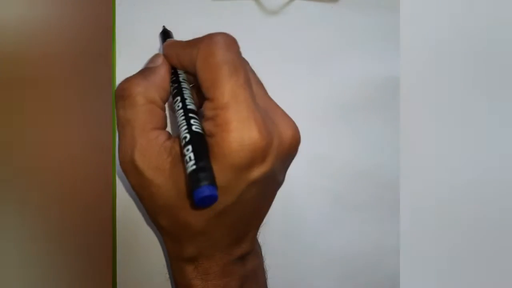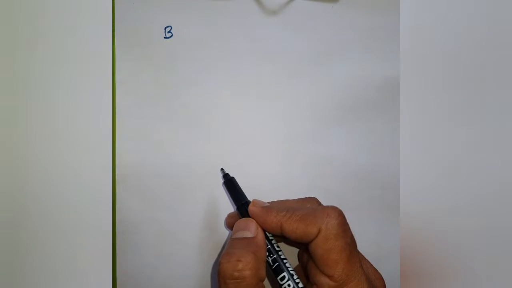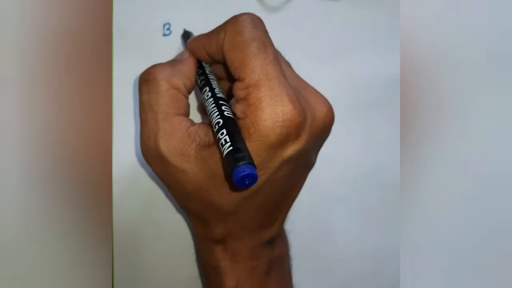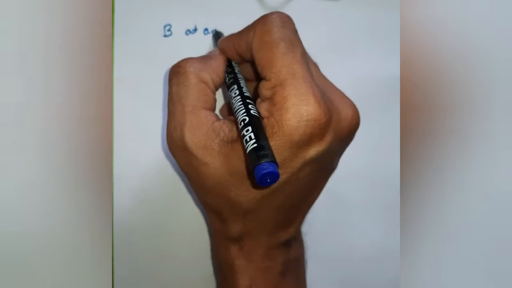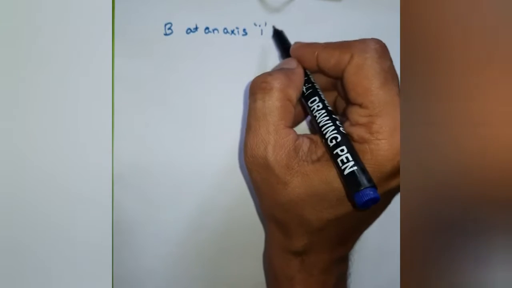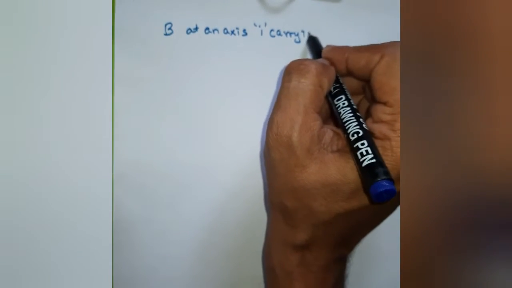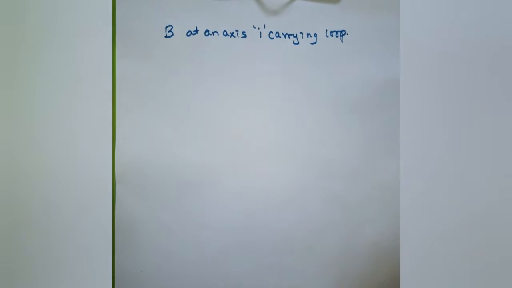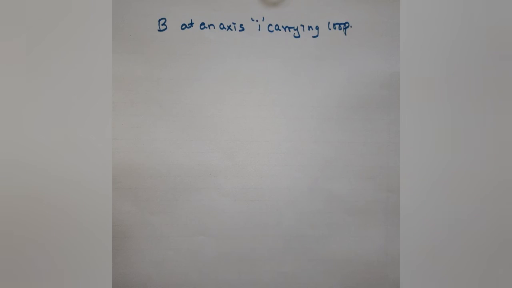Let's continue ahead and derive one more important equation using the Biot-Savart law. We have to find the magnetic field, that is B, at the axis of a current carrying loop. It's not difficult, it's simple, but you need to know the idea of how to derive the equation. So how do we derive this equation?